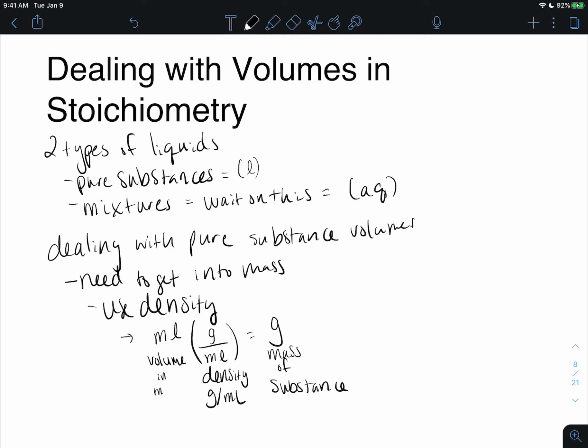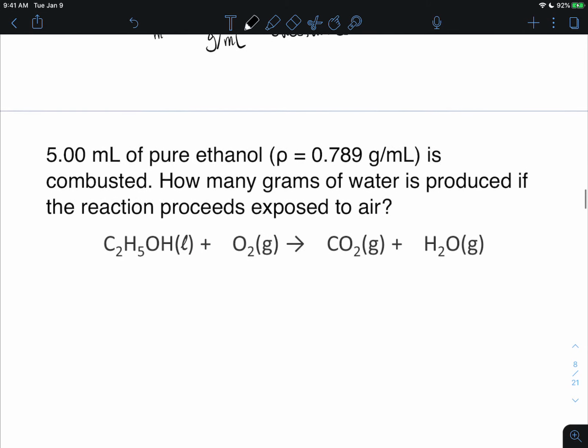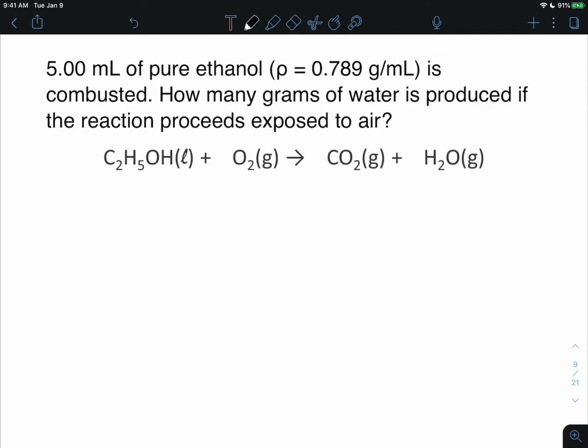As I said, when we're dealing with mixtures in stoichiometry, we are going to wait on this until the next unit. In the next unit, we will actually talk about how to deal with those volumes. For now, we're just going to hand wave and be like, that's fine. Okay, let's try an example where we have ethanol, a pure substance, and look at how we would deal with that volume in this stoichiometry problem.